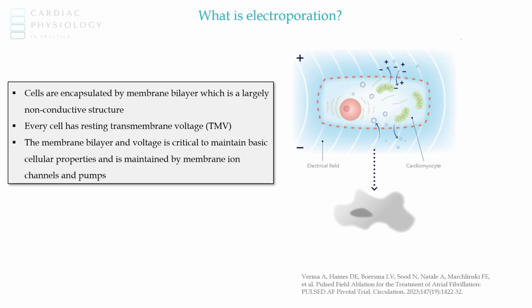Cell membranes are made up of lipid bilayers that are largely non-conductive structures. The transmembrane voltage of a cell is maintained through a complex array of membrane ion channels and pumps which are found housed within the cell membrane. Maintenance of this cellular bilayer and also the transmembrane voltage itself is critical to the function of the cell.